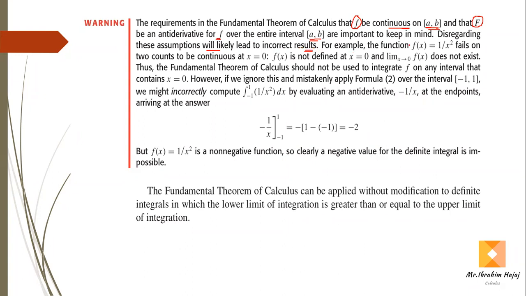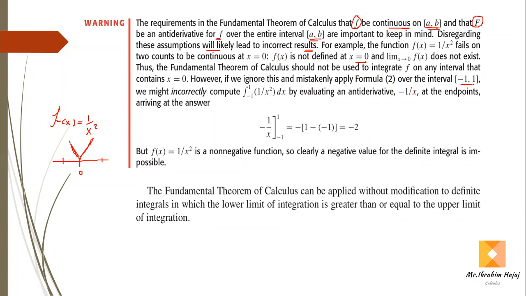Why? For example, the function 1 over x squared fails to be continuous at x equals 0. When I take a function like f of x equals 1 over x squared, of course when x equals 0 it is undefined. At x equals 0 the limit doesn't exist also, when x approaches 0. So the function is not continuous here, specifically at 0, and the limit doesn't exist.